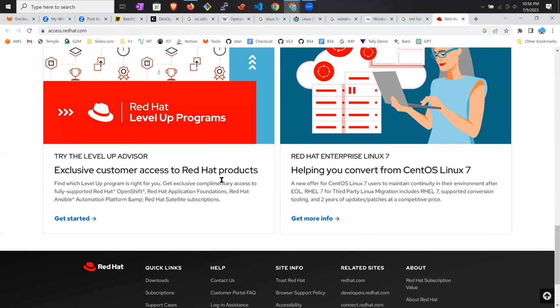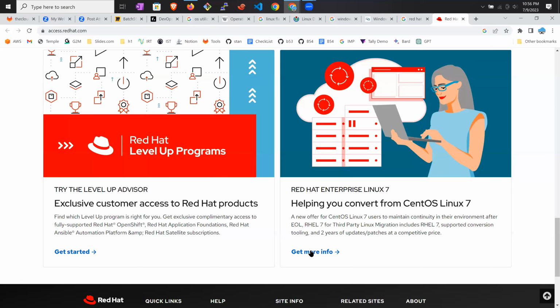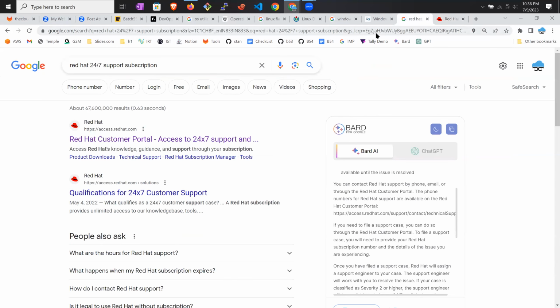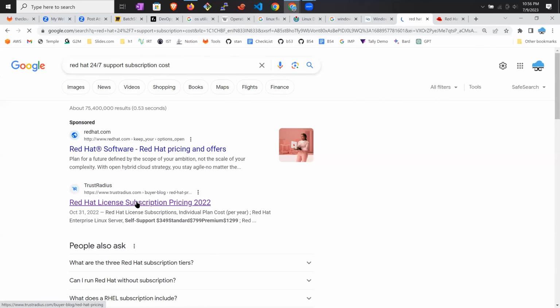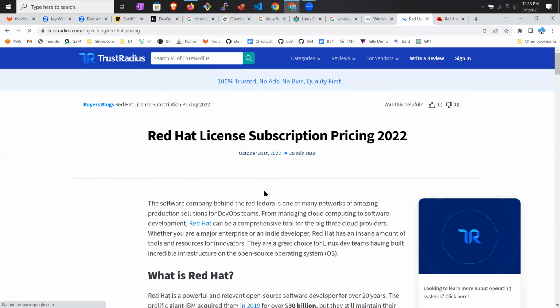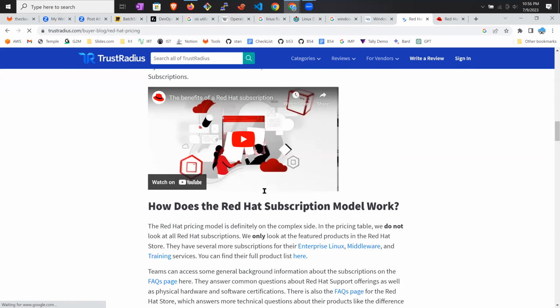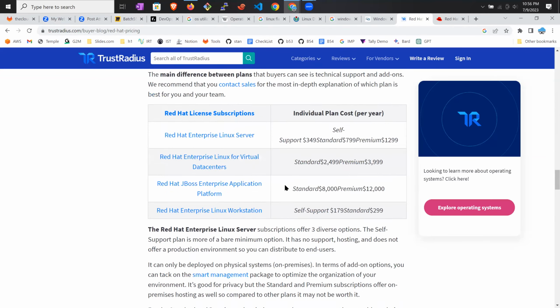Red Hat and subscription cost. Sorry about this, I'm not able to find. Yeah, can you see this?